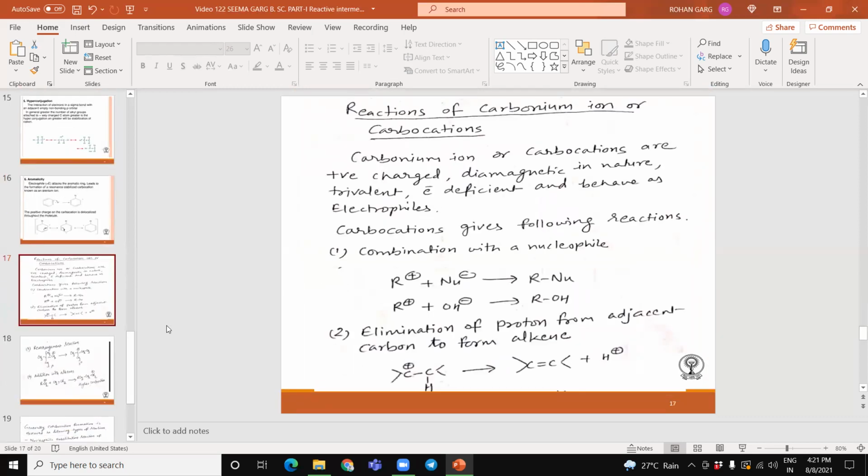Reactions of carbonium ion or carbocation. Carbonium ions or carbocations are positively charged, diamagnetic in nature, trivalent, electron deficient, and behave as electrophile. Carbocation gives following reactions. Combination with a nucleophile, it forms nucleophilic substitution product. Here, when hydroxy nucleophile reacts with the carbocation, it will form alcohol. Elimination of proton from adjacent carbon to give alkenes.